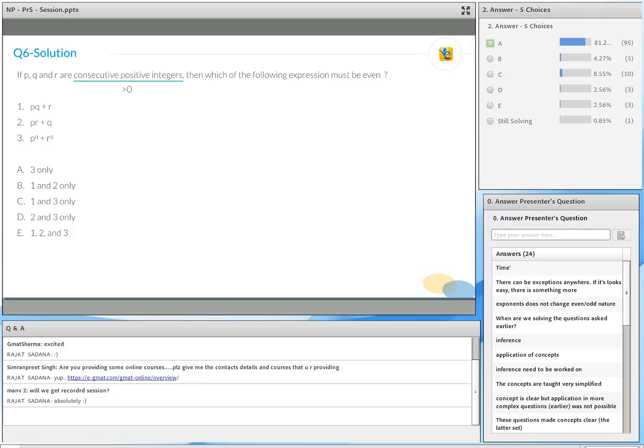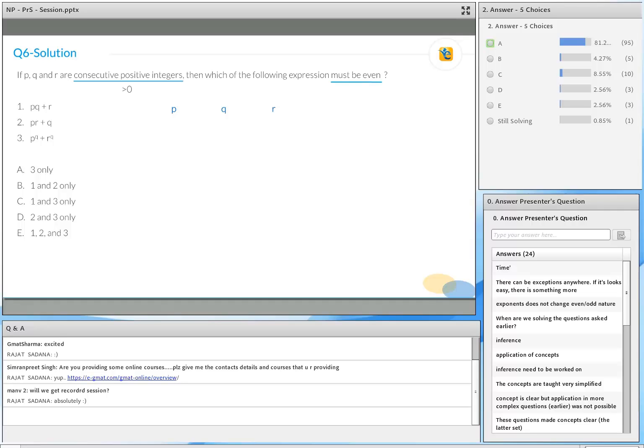Now, as soon as you see that, in your mind or on your scratch pad, you need to write down that P, Q, and R are each greater than 0. That's very important. Consecutive, so again, they cannot be 0 because they are positive integers here. So, consecutive positive integers, then which of the following expressions must be even?